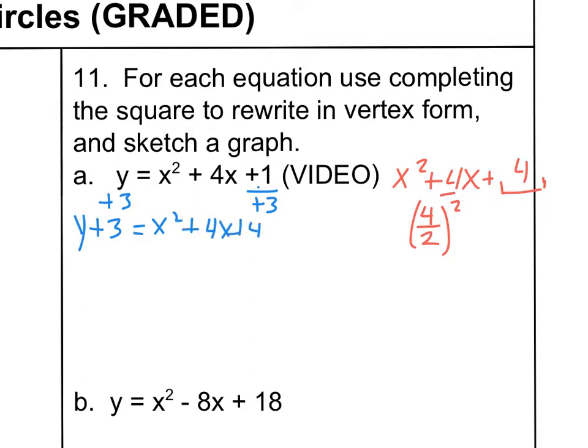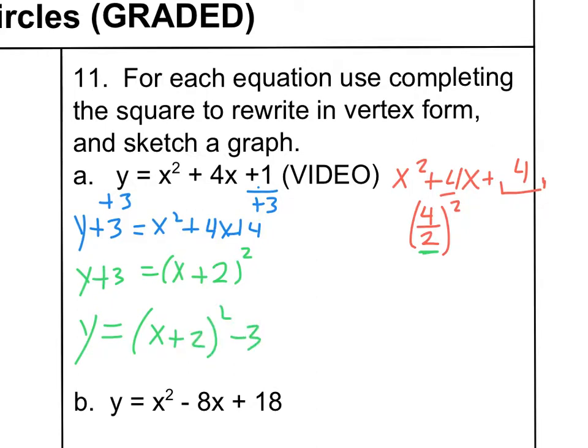Next we've got to factor. The shortcut here is that this is going to be whatever this number was before you squared it. So 4 divided by 2 is 2. And on the side we still have y plus 3. That means that y is equal to (x plus 2) squared, and then minus 3.